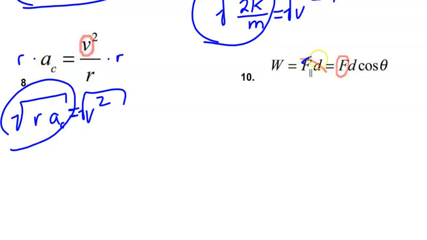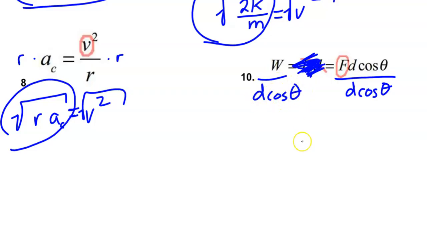All right, and squiggle that guy out right there. We're solving for the F in the work equation, so we need to divide both sides by d cosine of theta. Okay, so what we end up with there is force equals work divided by d cosine of theta.